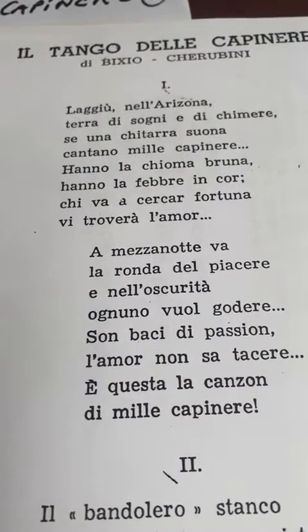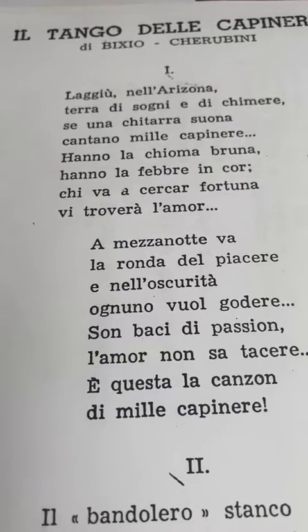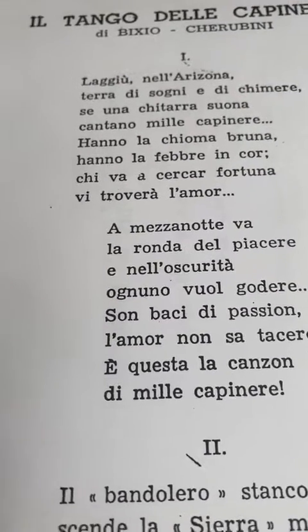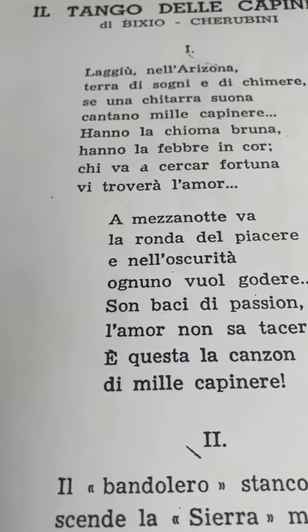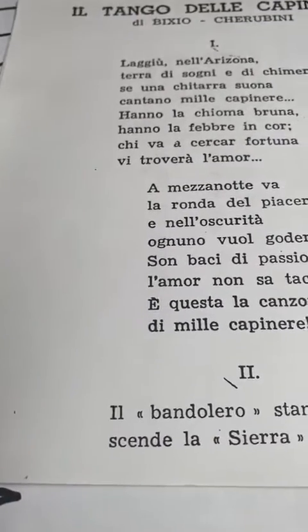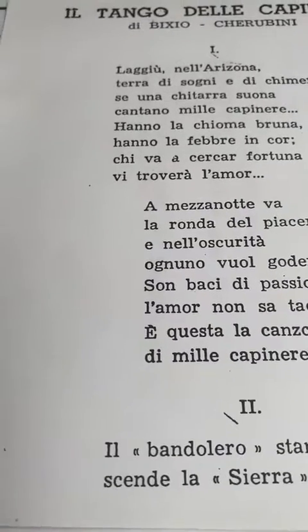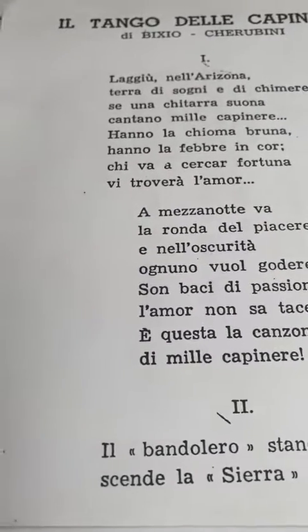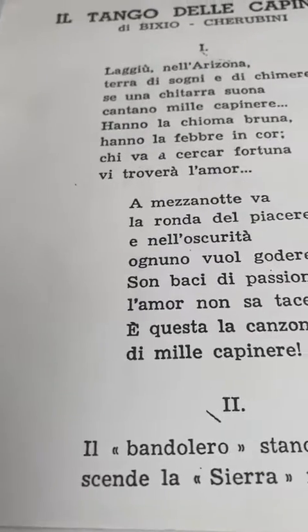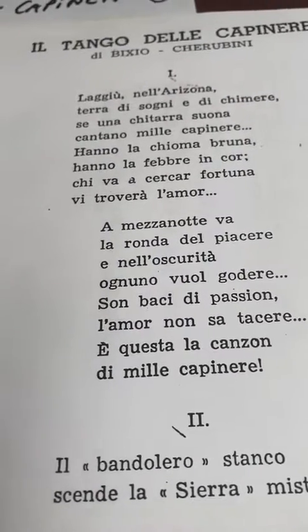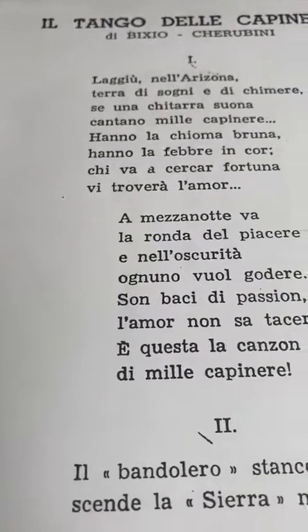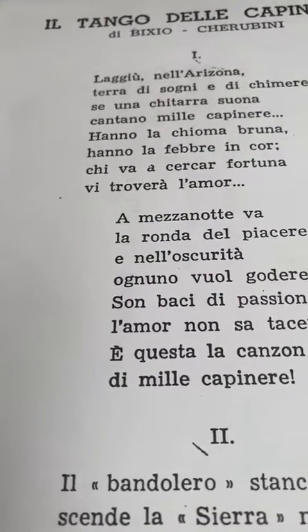Anyway, "laggiù nell'Arizona, terra di sogni e di chimere. Se una chitarra suona," if a guitar is playing, "cantano 1000 capinere." So 1,000 blackbirds or black-haired women, I don't think 1,000 of them. There wouldn't be 1,000. There would be a few, you're lucky to get a few hundred. "Hanno la chioma bruna." There again, bruno is dark brown.